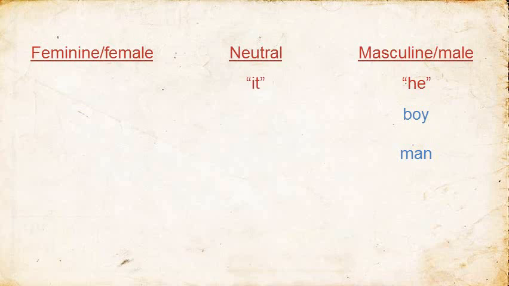Then the neutral gender, you'd refer to it as it. For example, if you are speaking about a school, you would say it. When you're speaking about the moon or a book, you would say it. And then finally you have the feminine gender, which we would refer to as she. For example, if you had the word girl, you'd refer to the girl as she, or if you had the word woman, you would refer to woman as she. So in English we have masculine, feminine, and neutral: he, she, and it.